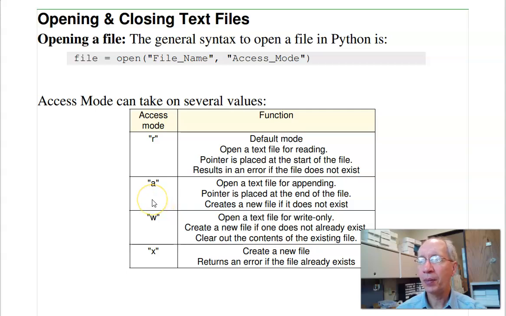You can do A, append. If the file does not exist, it creates a new file. If it does exist, the data that you write to it goes at the end of the file. There is W, which will create a new file. If the file already exists, it will clear it and start over. And X just creates a new file.